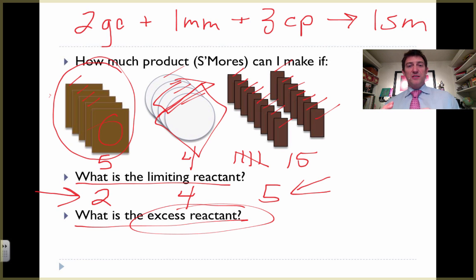If you think of these as recipes, and you go to the store and purchase things, all you're trying to do is figure out which one you did not buy enough of. And when you run out of that one, how much of the other stuff are you going to have left over? That's all limiting and excess reactants are.